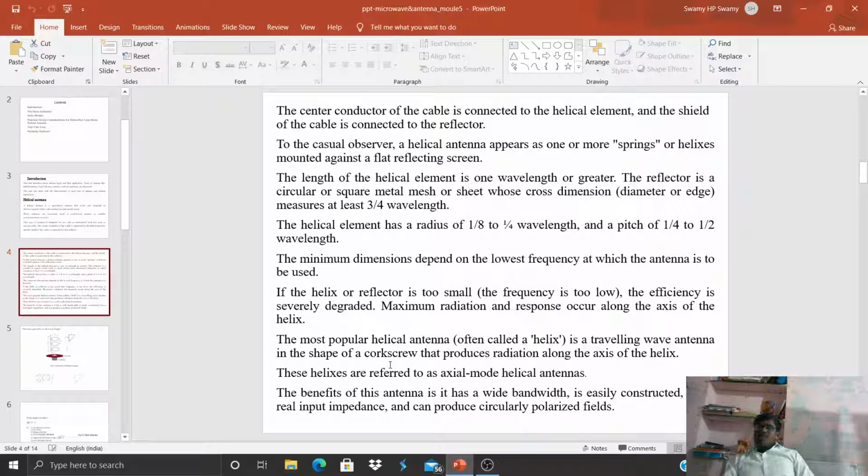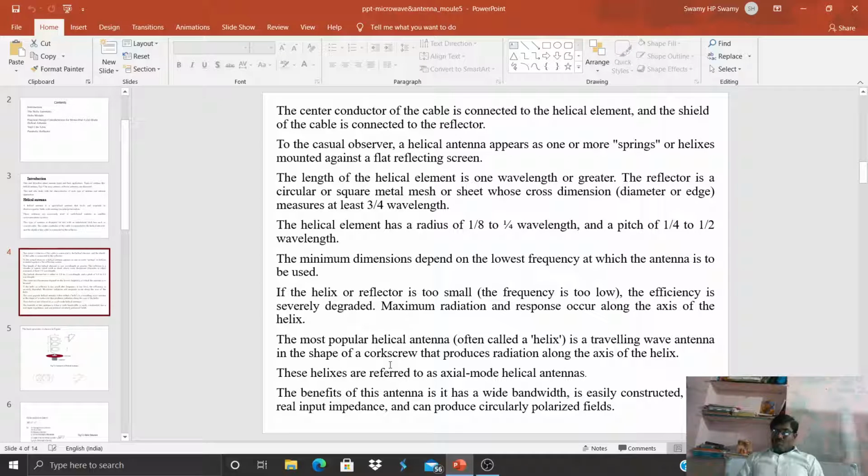The most popular helical antenna is a traveling wave antenna in the shape of a corkscrew. This corkscrew produces radiation along the axis of the helix. These helices are referred to as axial mode helical antennas.